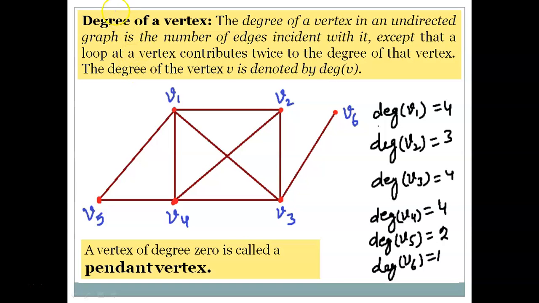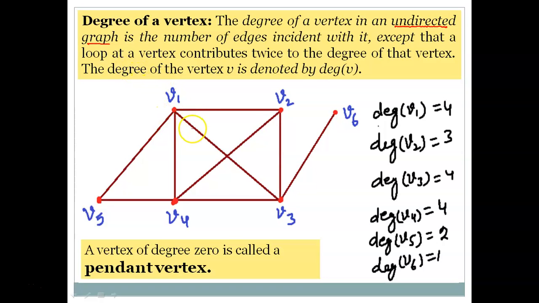Next definition is the degree of a vertex, the degree of a vertex in an undirected graph. So here the term undirected graph has been used. There are two types of graphs. One is the directed and another is the undirected graph. The directed graph has direction, and in an undirected graph there is no direction.